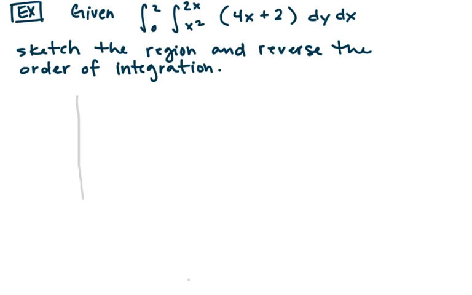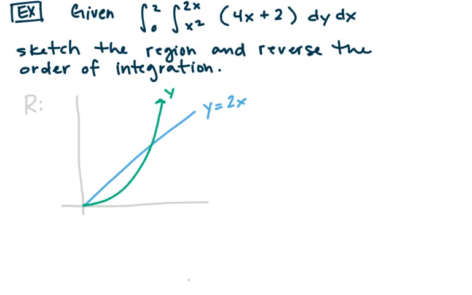So I'm going to come over here and draw my region, R. You can call it whatever you want. We just generally call it R in the notes. We have y equals 2x. So y equals 2x is a line with a slope of 2 going through the origin. And then we also have y equals x squared. Y equals x squared is a parabola opening up.